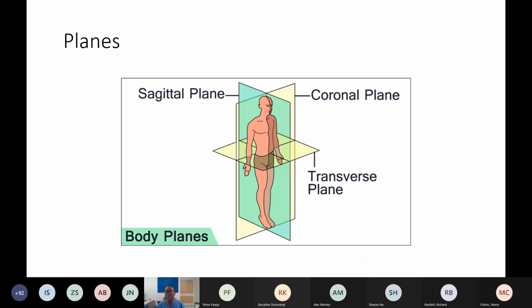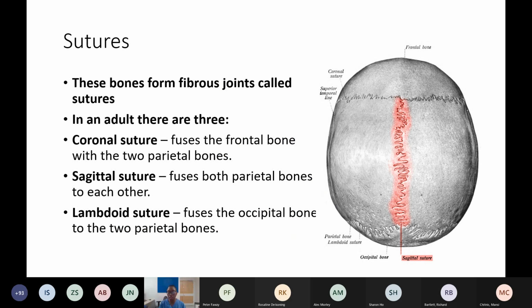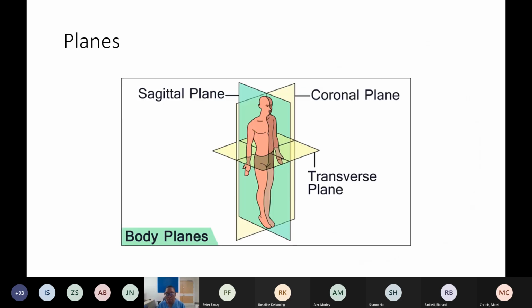So when we're looking at scans, when we're looking at slices of brain, it's important that we orientate ourselves. And one way that we can do that is by working out which plane we're in. And these are terms that you will hear used repeatedly during this course. So this is the coronal plane. And if you imagine where the coronal suture is, if you were to slice straight down, that would be a coronal plane slice.